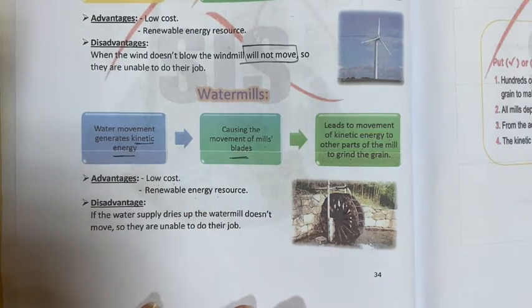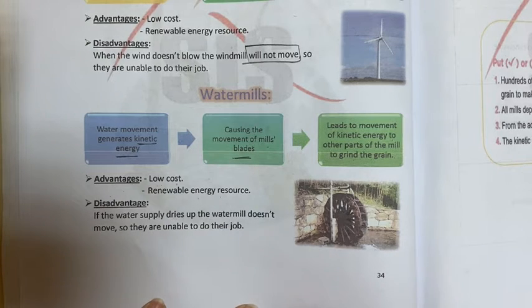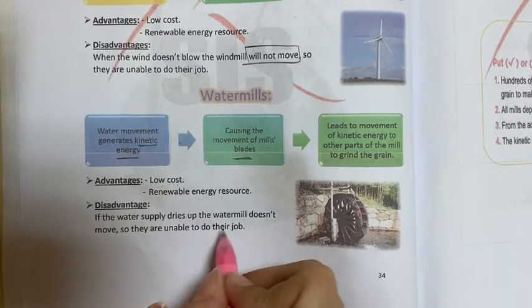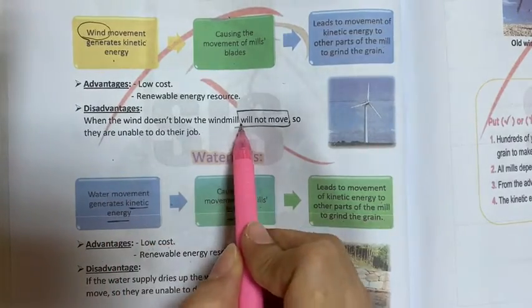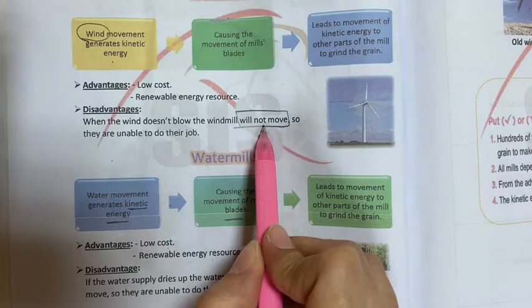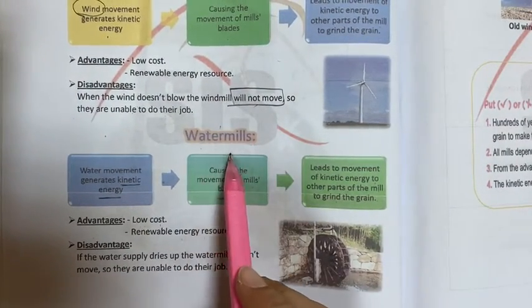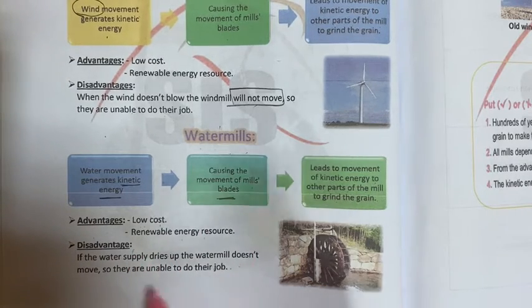But from the disadvantage of the water mills, what will happen if the water supply dries up? The water mill doesn't move, so they are unable to do their job. So here the disadvantage of the windmills, if there is no wind, it cannot do its job. Here, the disadvantage of water mills, if there is no water supply, the water mill doesn't move.